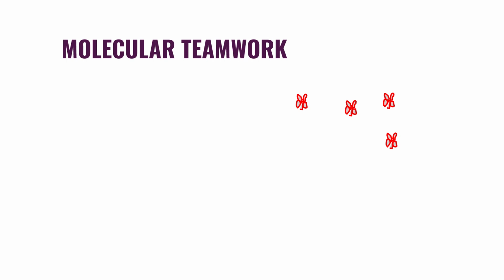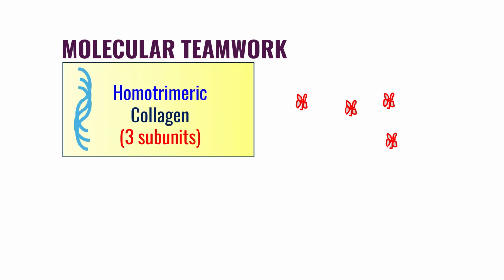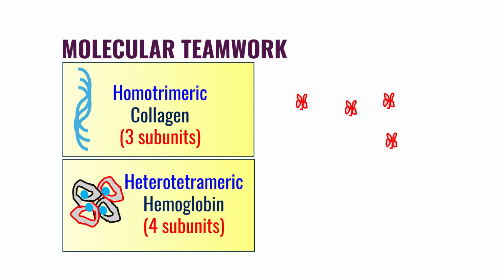So what are the examples of quaternary structures, or you can say molecular teamwork or this association? The first example is collagen, which is homotrimeric. There are three similar chains present in the collagen molecule. The next example, hemoglobin, is a heterotetrameric protein. It has two alpha chains and two beta chains. So there are a total of four subunits. This is a good example of heterotetrameric.